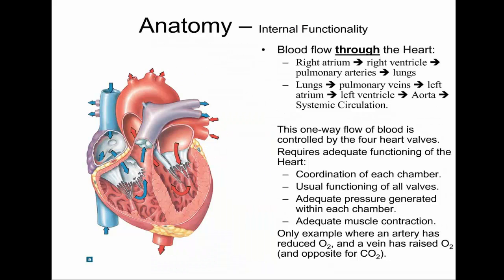So blood flow through the heart, as we said, this is something that you will need to know. It goes through the right atrium to the right ventricle, through the pulmonary arteries to the lungs, where it is reoxygenated. It then comes back from the lungs via the pulmonary veins, the left atrium, the left ventricle, through the aorta, off to the systemic circulation. This is a one-way flow of blood, and it requires adequate functioning and coordination of each chamber. And it's the only example where an artery is carrying reduced oxygen and a vein is carrying oxygen-rich blood.